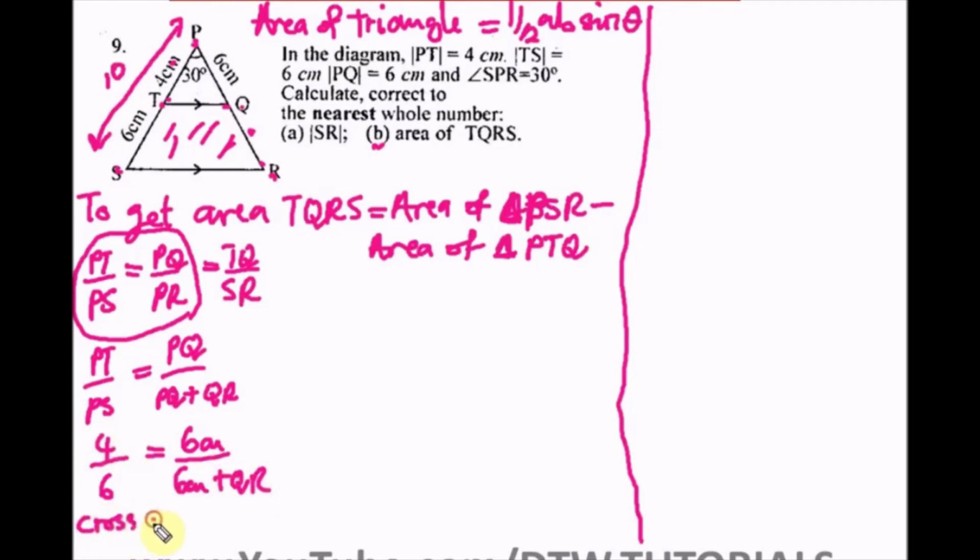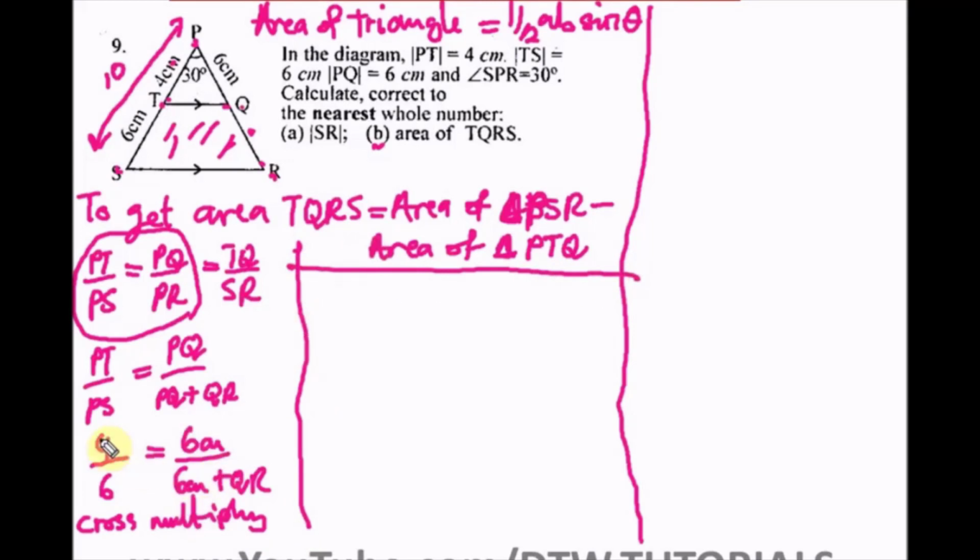So you state here cross multiply. In cross multiplying, we are going to get 4 will multiply this, and this will be 6 times 6. So we have 4 bracket 6 plus QR equal to 6 times 6, which is 36. Okay, I apologize here. This is PS. PS is 6 plus 4, not just 6. So PS is 6 plus 4, which is 10. So this is supposed to be 10. That's my mistake. I'm sorry there. So 10 times 6 will give us 60. Okay, so we have 60 here.